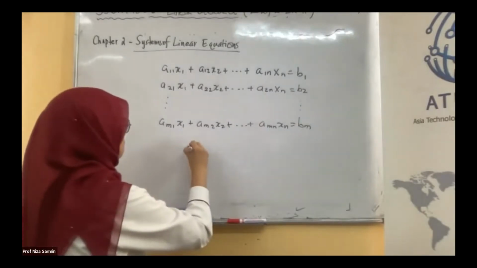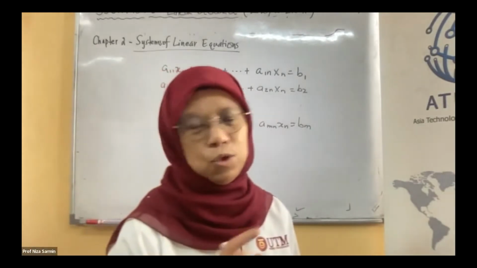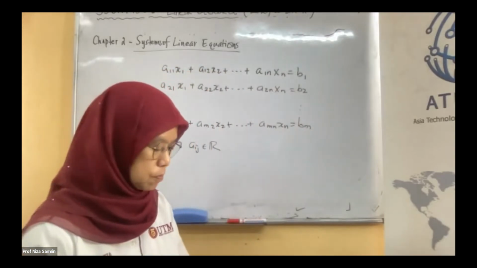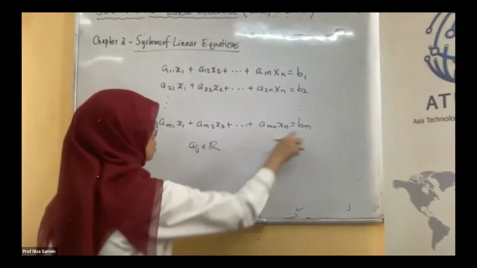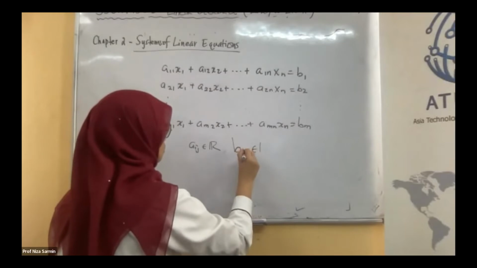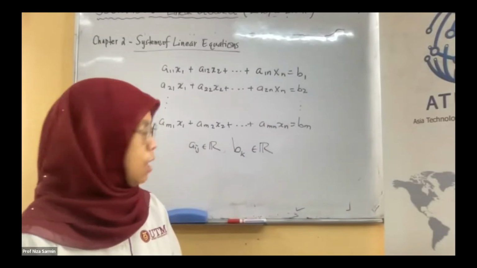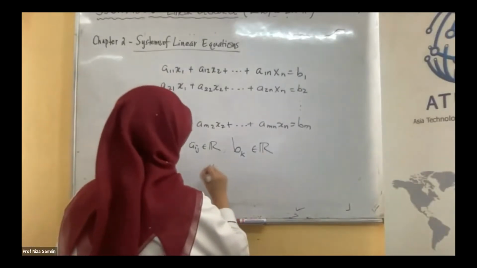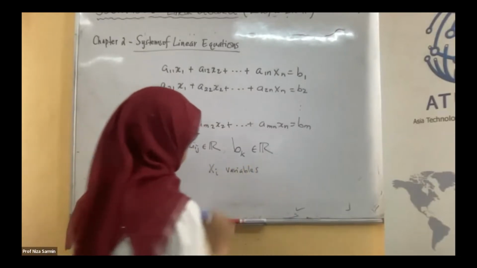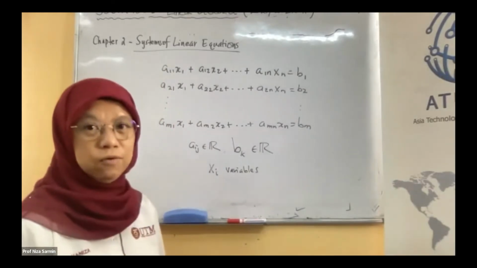So this Aij, I restrict to reals, yeah? We don't go into complex, but this can also be complex. I restrict to real. And also the B's are real numbers. I want them to be real numbers. And these Xi are the variables. They can take any values. That's why we call them variables.